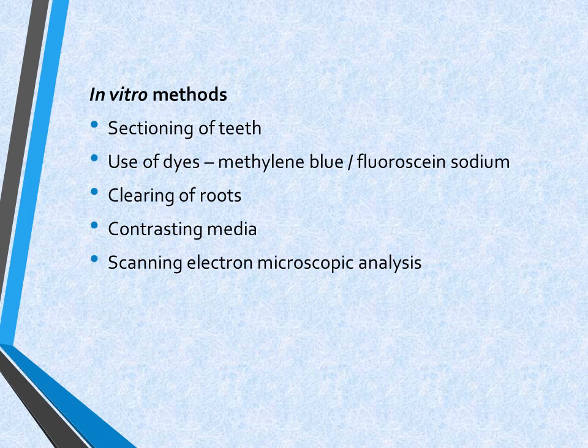The in vitro methods, this is what I was talking about before. You can actually section your teeth, use dyes like methylene blue and fluorescent sodium to see the way the dye spreads and the path it takes. So then obviously you will be able to know what kind of root canal anatomy the tooth had. You can use contrasting media, you can clear off your roots, and you can use your scanning electron microscope to analyze the root canal anatomy of your teeth.